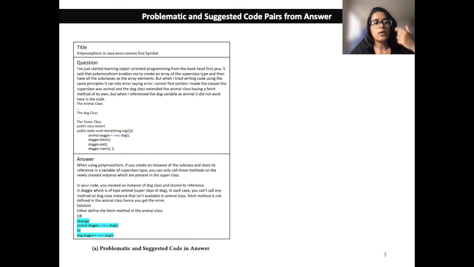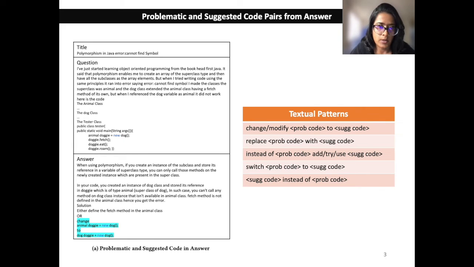Let's look at how we would identify problematic and suggested code when they are both present in the answer. When developers suggest short targeted fixes in answers, they tend to use some recurrent textual patterns. These patterns generally consist of short phrases or words accompanied with short code segments. For example, in figure A, the code suggestion, the one that you see highlighted in blue, follows the pattern of change problematic code to suggested code.